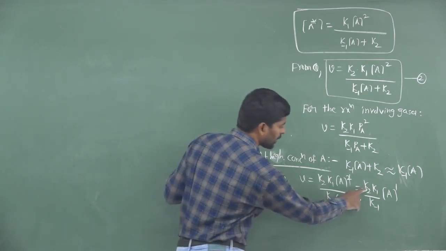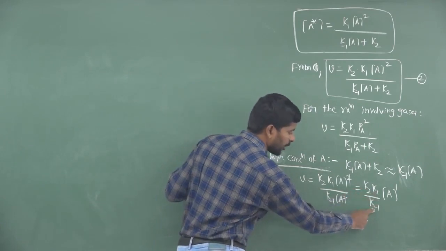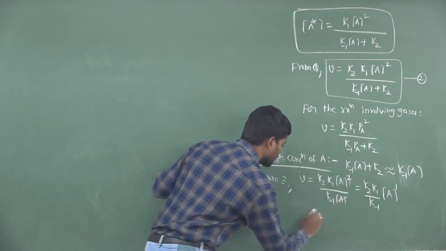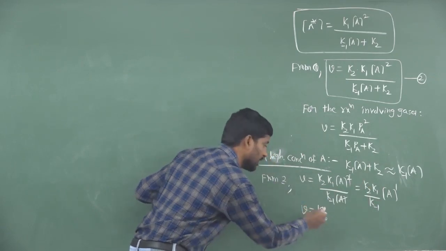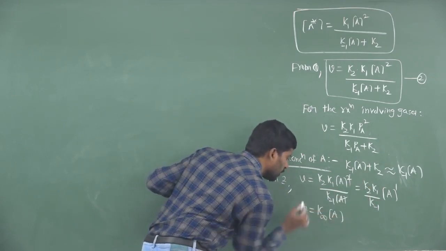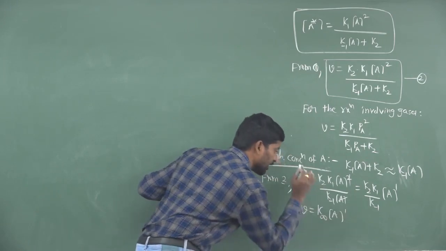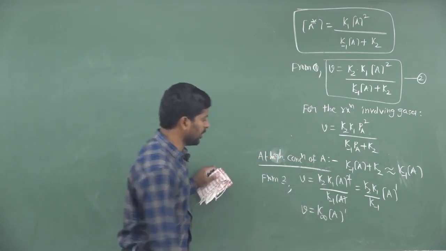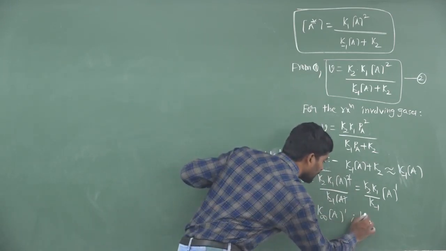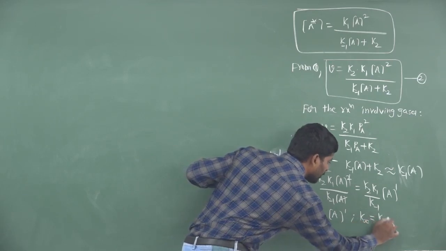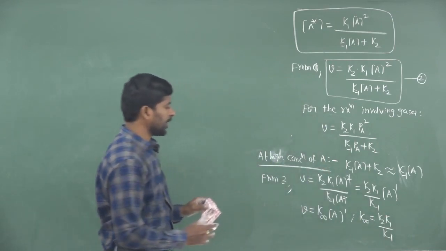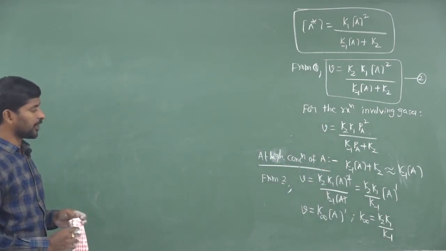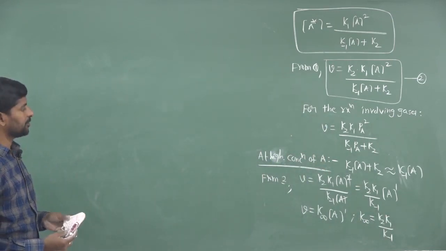Next, if you see here, K2 constant, K1 constant, K minus 1 also constant. So all these constants I am indicating as K infinity. Why, I will explain later. So V is equal to K infinity into A we are getting. So first order kinetics, where K infinity is nothing but K2 K1 by K minus 1 we are taking as K infinity.